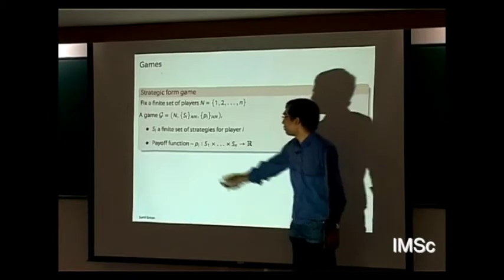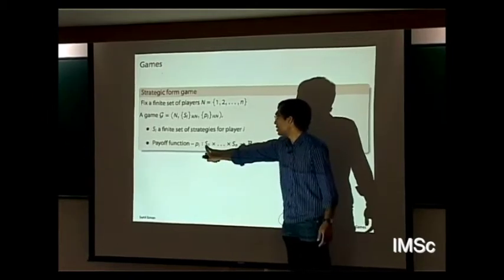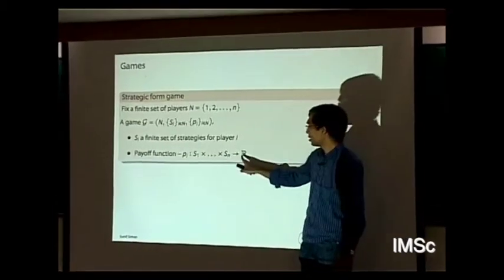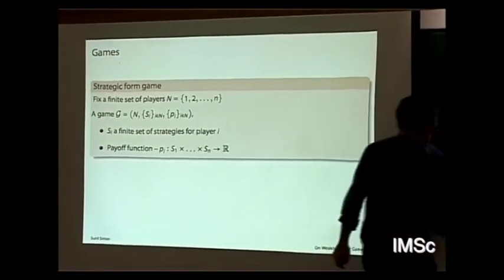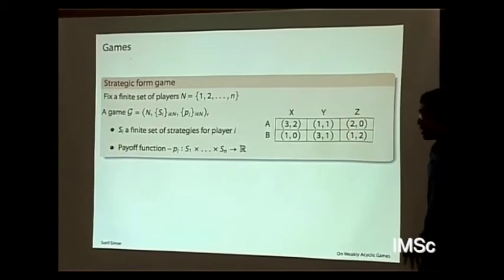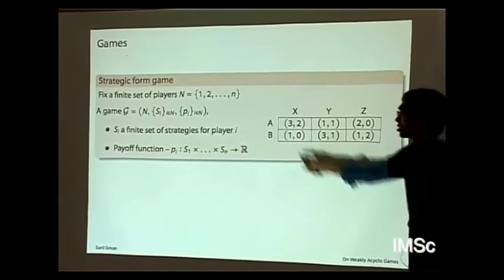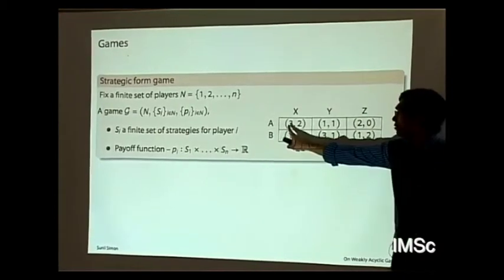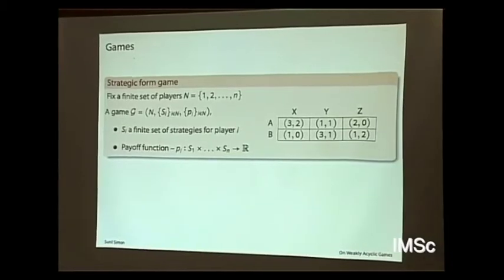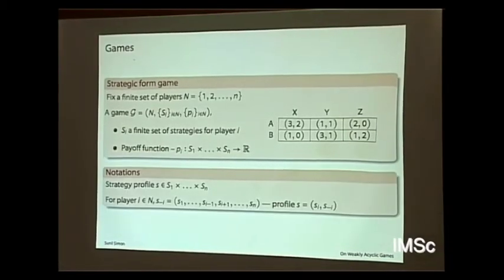The payoff function simply takes as input a strategy profile, a choice made by each player, and it returns a real number. So this would be an example of a strategic form game. This is a two-player game. There is a row player and a column player. The first entry is the payoff for the row player, and the second entry is the payoff for the column player. Okay, so just some more notations.